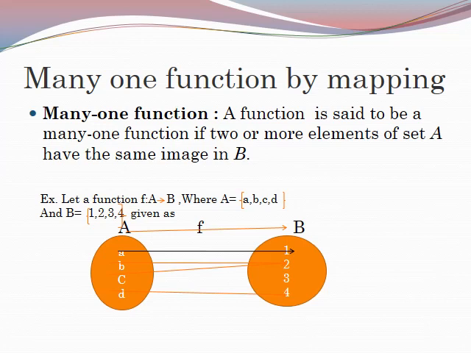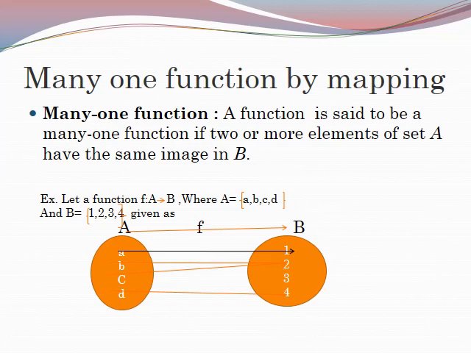If the domain of the given function is changed, then it may be possible that a many-one function is converted into a one-one function. So you have to just see what the given domain of the function is, and after that you have to conclude whether it is one-one or many-one. Okay, all of you?